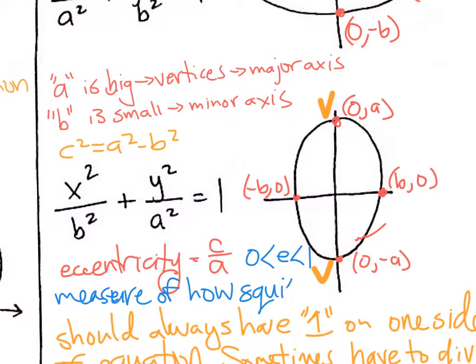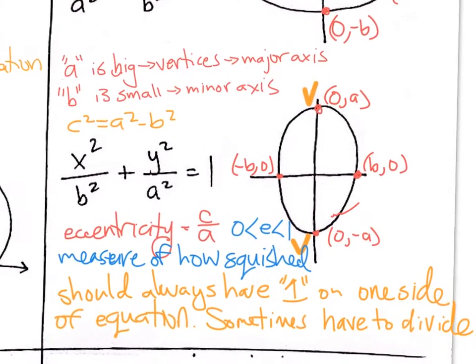And what would be a really squished ellipse? That's right, if the eccentricity were close to 1. A circle has an eccentricity of 0. That's because the focal points, basically c is 0. The focal points are right on top of one another at the center. Okay, so what other information do we have here?